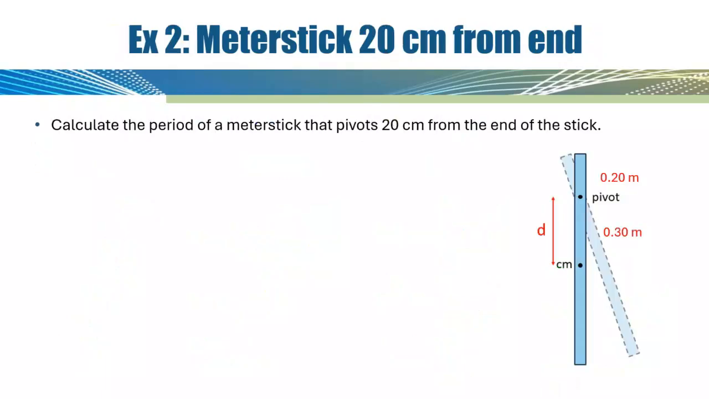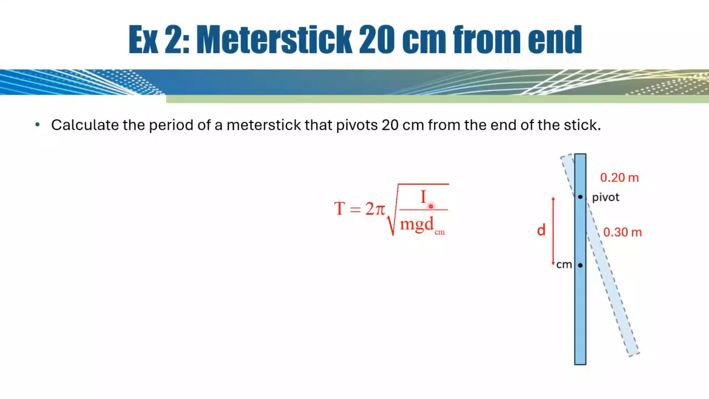Now let's look at a slightly more complicated example. Let's pretend that this time someone drilled the hole 20 centimeters from the end of the meter stick. This example says, calculate the period of a meter stick that pivots 20 centimeters from the end of the stick. So again, we know the equation for the period of a physical pendulum, but we're going to have to think through the rotational inertia value and the d value.